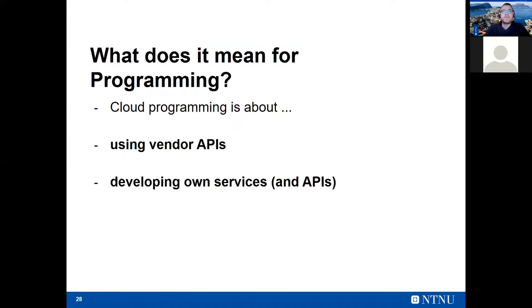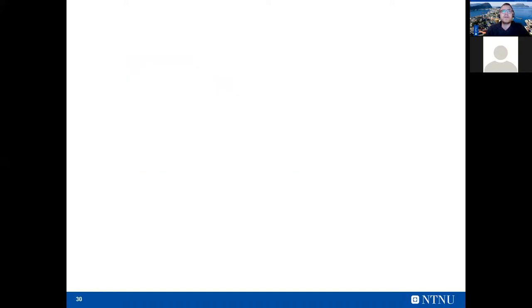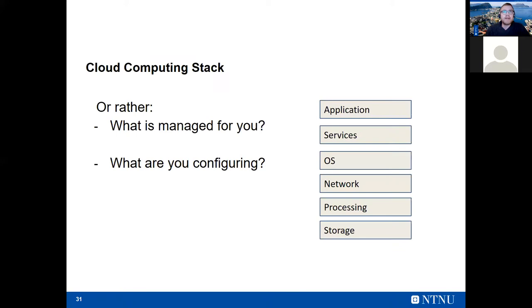Right. So, okay, what does it mean for us? Well, cloud programming is really about using other vendors' APIs, understanding them, reading the specifications underlying them, and developing our own services, designing APIs and implementing them. So that's pretty much the whole scope, including the deployment, which I probably should call out as well. So that's the general main motivation that I want to seed for cloud computing more generally.